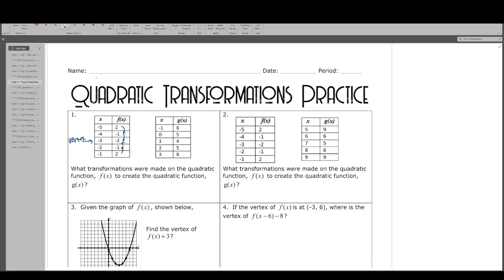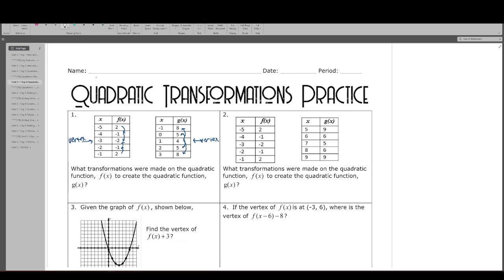So in the table for g of x, our vertex is still in the middle. We can tell that because we have 5, 5, and then 8, 8, right? So those are the same. So this is also our vertex. It doesn't have to be the center row of the table. It just so happens that it is for all of these ones.